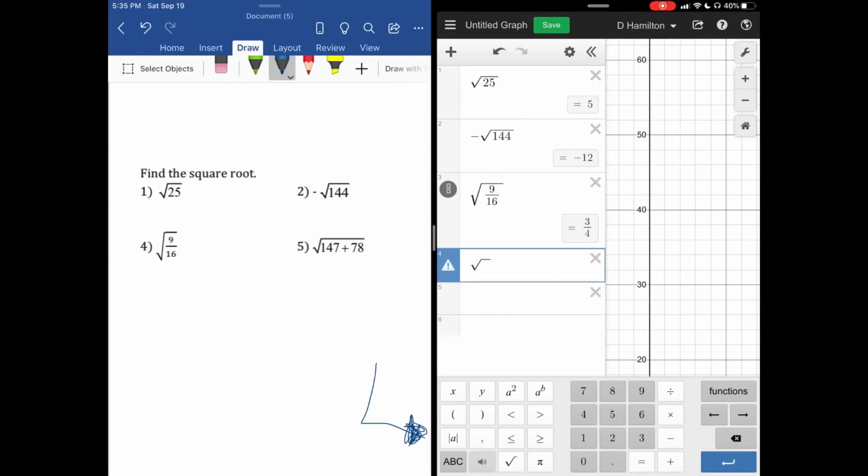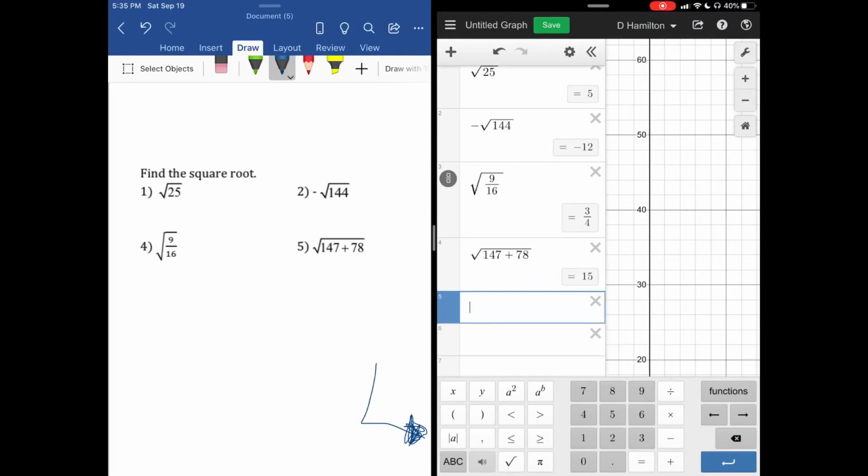And the last one is you type it like you see it. So we've got root 147 plus 78, and that leaves us with 15.